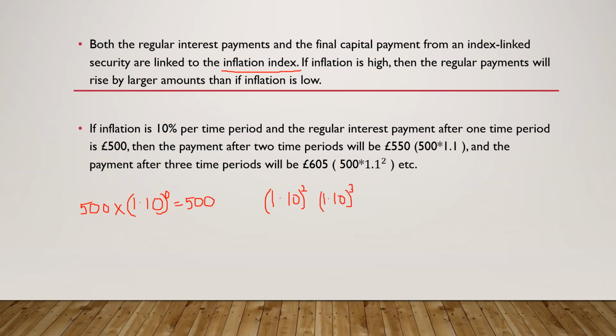So here in this case, if inflation was 10% per time period, after one time period, it would have been just 500. Then the payment after two time periods will be 550, which is 500 into 1.1 raised to 1. And after three time periods, it would have been 500 into 1.1 raised to 2, which is 605.